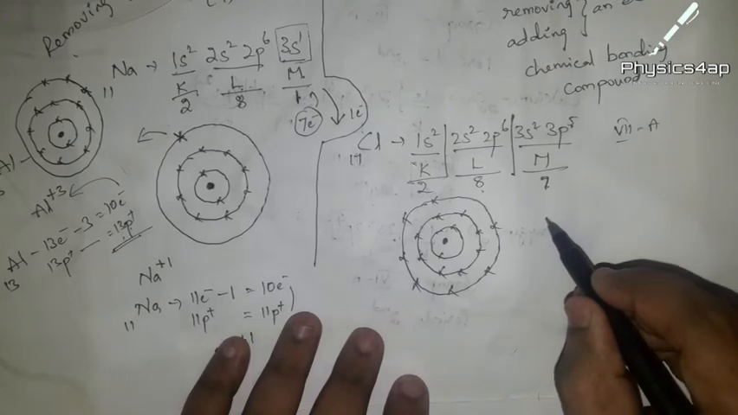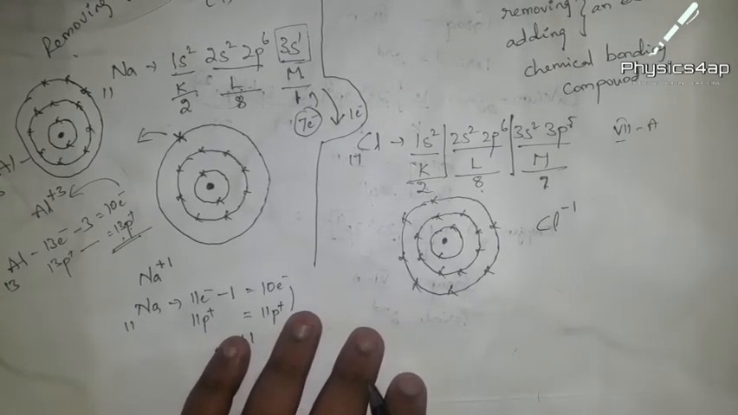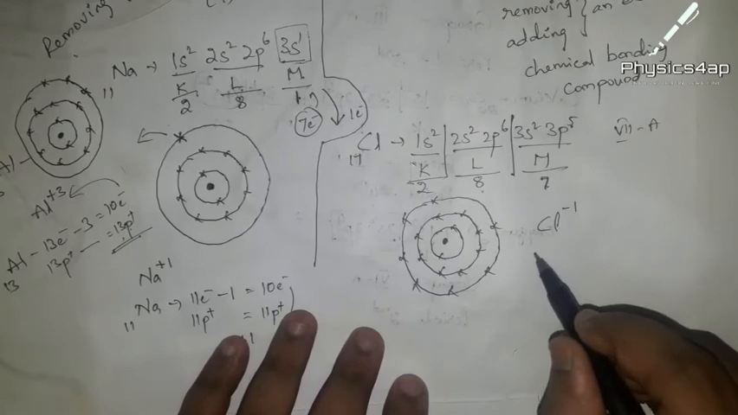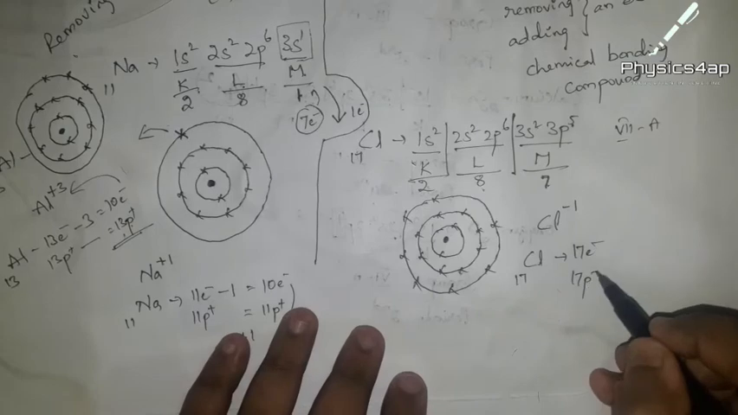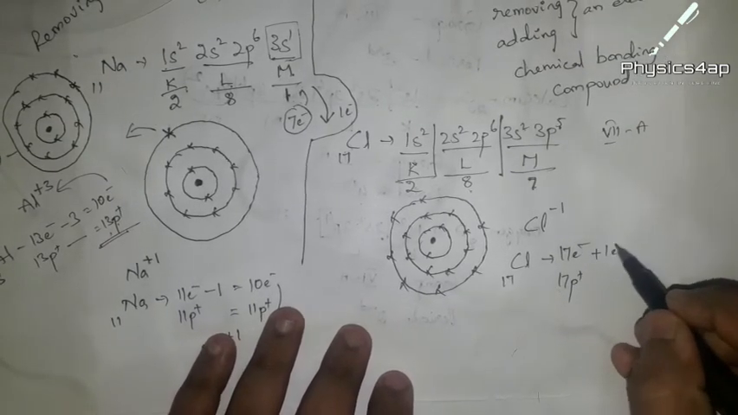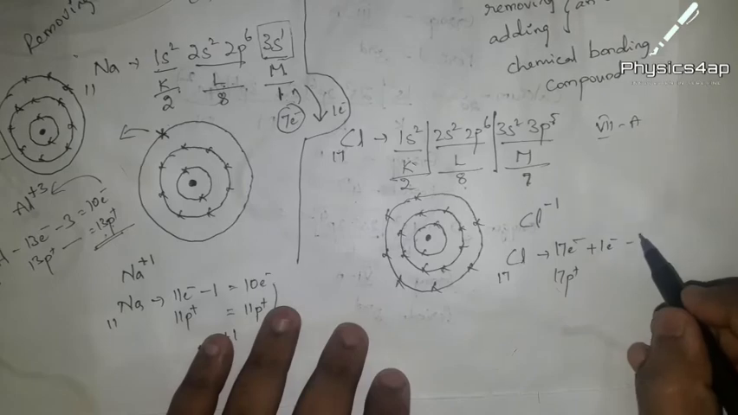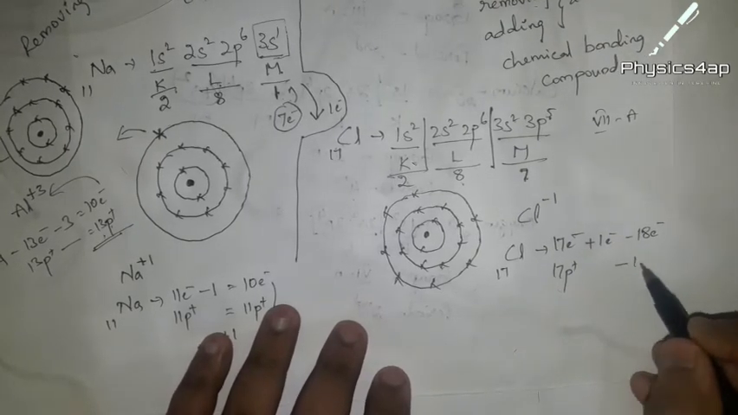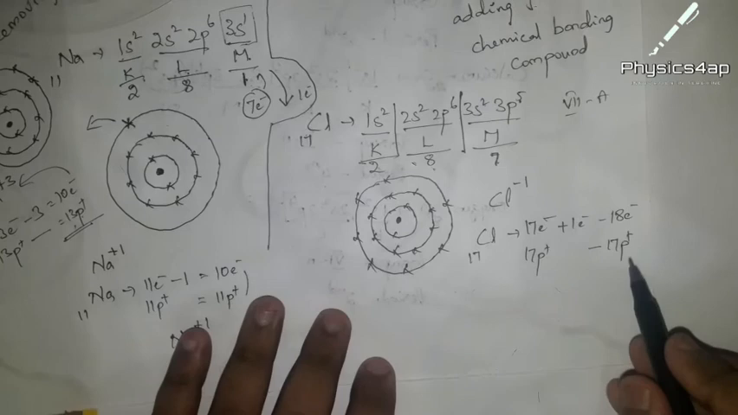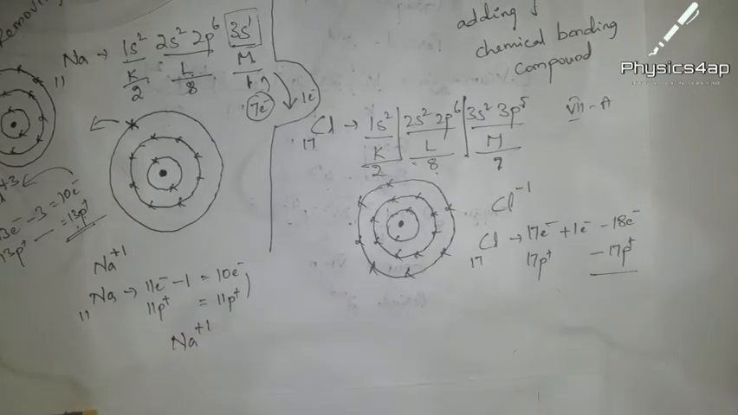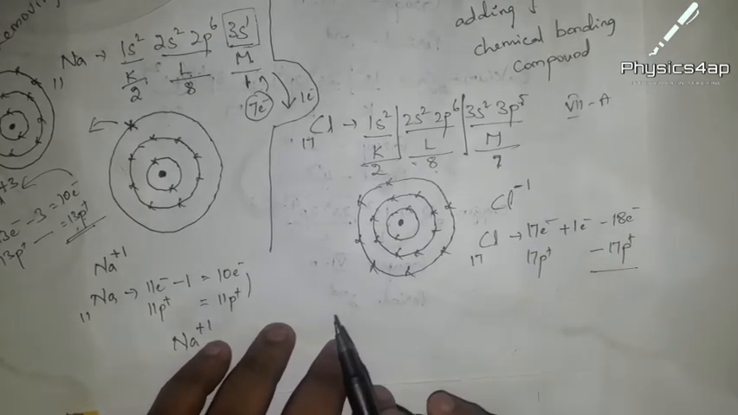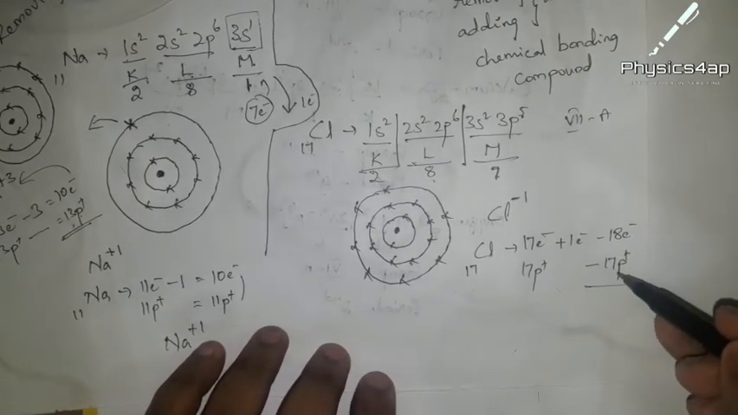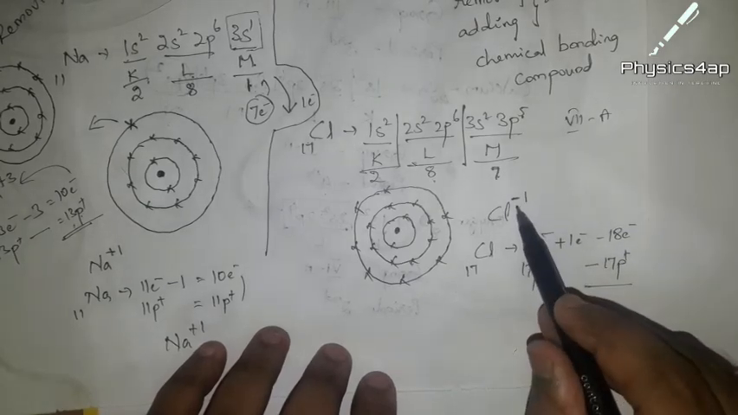So it gets the octet rule, and then we get an anion. When we add 1 electron, it becomes Cl-1, because we are adding 1 electron. As chlorine has atomic number 17, we have 17 electrons and 17 protons. When we add 1 electron, 17 plus 1, we get 18 electrons, and there is no change in the protons, so 17 protons. Now who is greater here, electrons or protons? Yes, electrons are greater, so we get a negative charge. And how many times is it greater than the protons? 1 time, so we get -1.